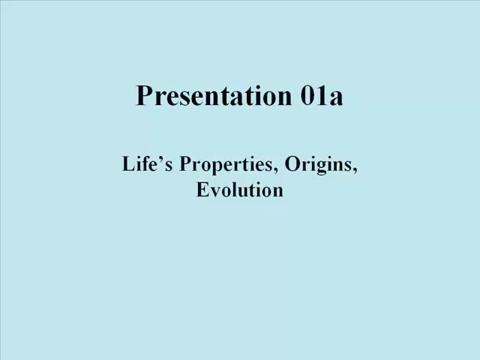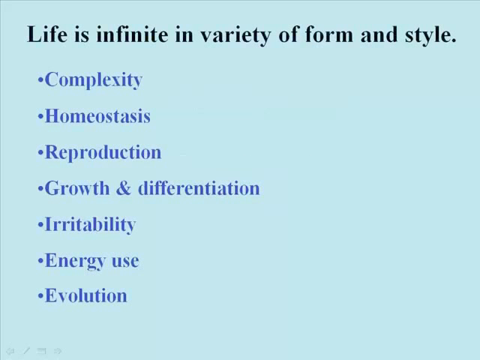This reviews life's properties and some general concepts of life's origins and evolution. The relationships that Darwin saw in the diversity of living species led him to his theory of evolution. They also led observers to the common properties shared by all living things, and these are complexity. This means more than an intricate organization of parts.